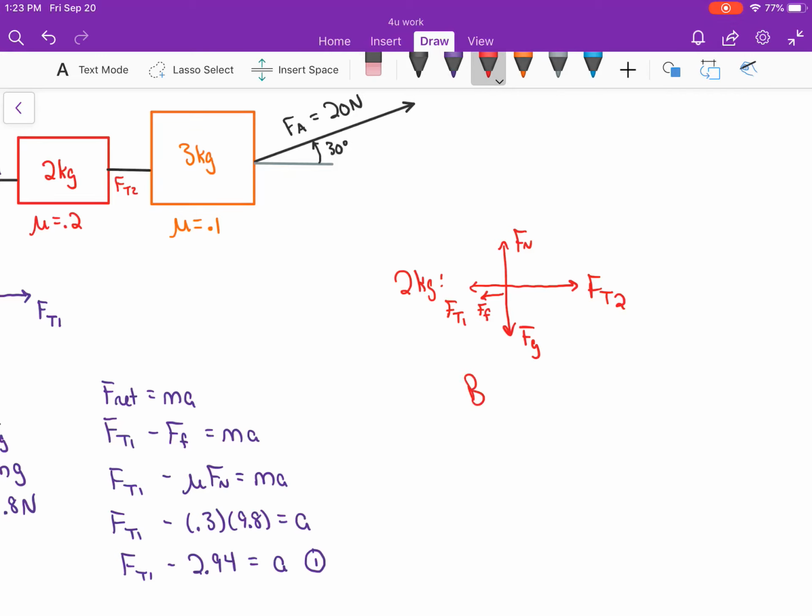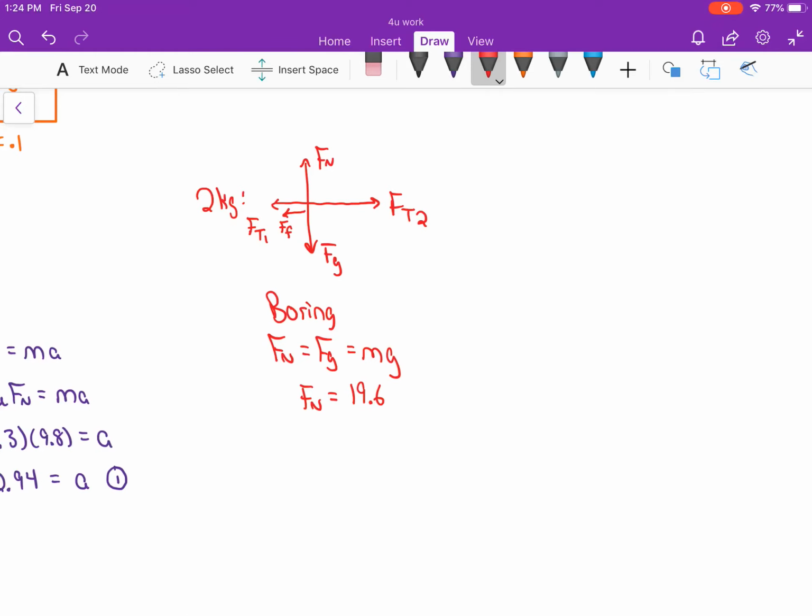In the vertical, it's a boring case again, nothing's happening. So normal force is equal to gravity. That's equal to m times g. In this case, because it's a 2 kilogram object, 2 times 9.8 is 19.6.